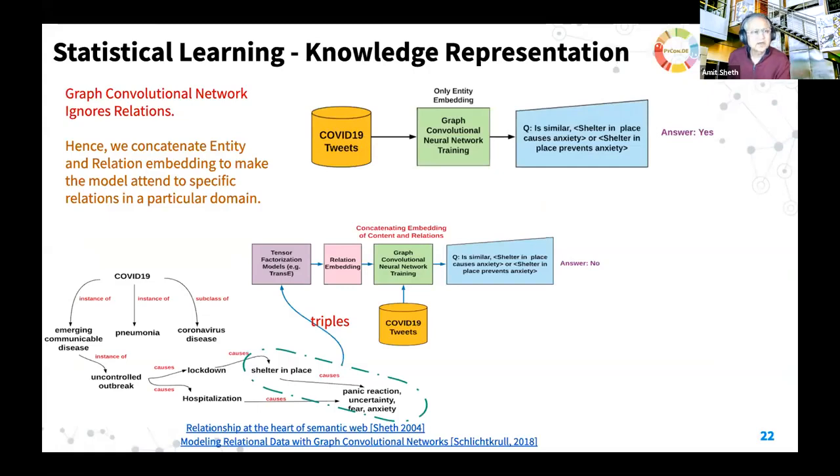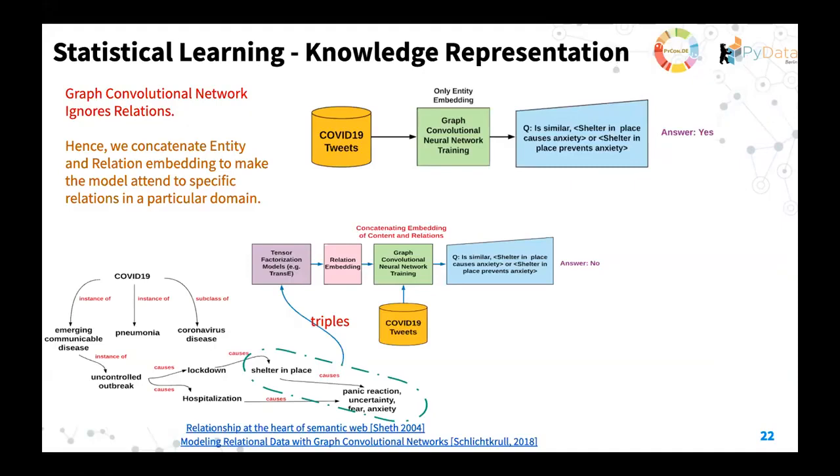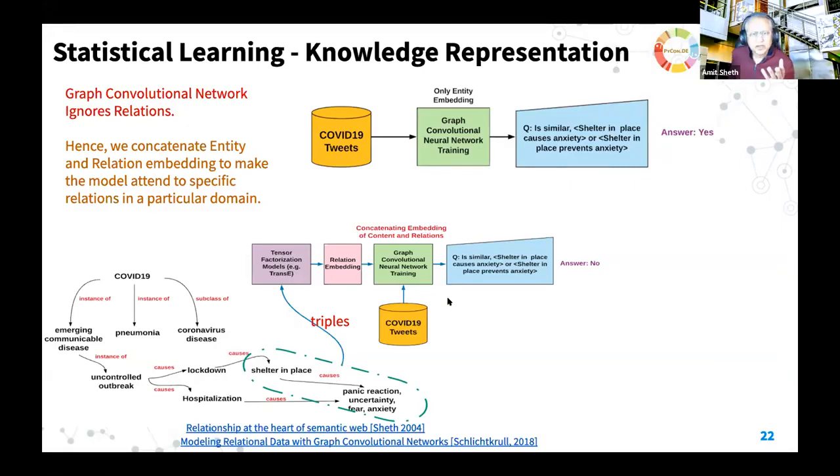So here we show you an example about how people's behavior affects the spread of COVID-19. In this particular case, we are using a graph convolutional neural network, and we have concepts like shelter in place causes anxiety, or shelter in place prevents anxiety. A purely statistical approach would not be able to make the distinction between these two concepts and when one is right or one is wrong.